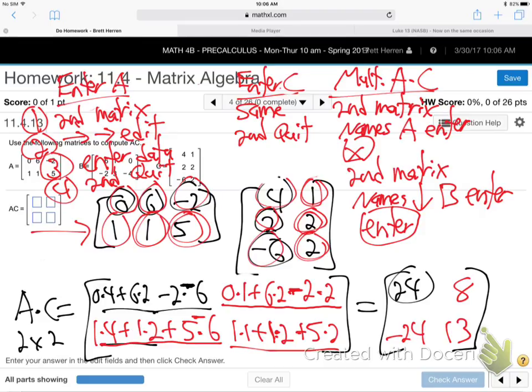Are we good? Everybody got all that copied down? For multiplying two matrices, you can do that for adding, subtracting, multiplying. You can do everything with matrices on the graphing calculator. We good? All right.